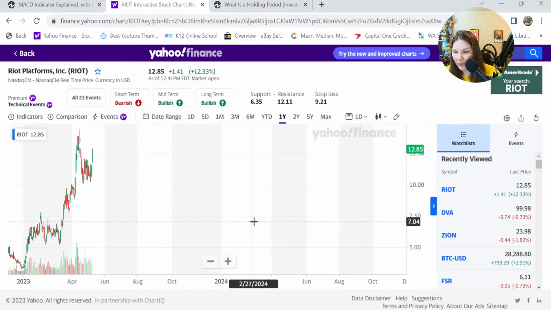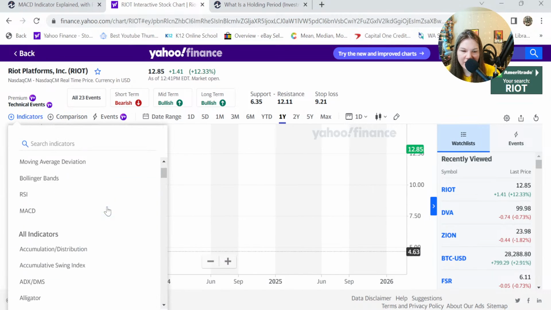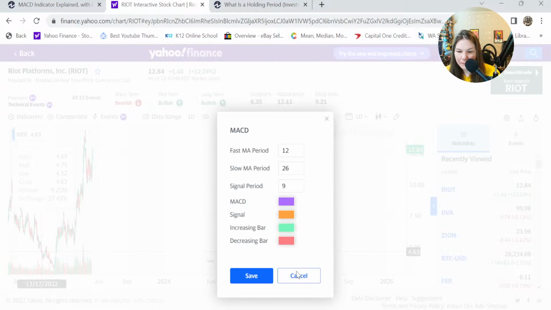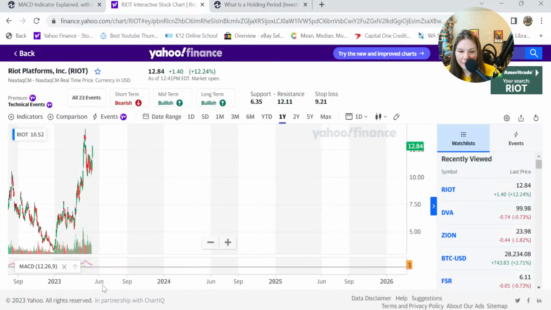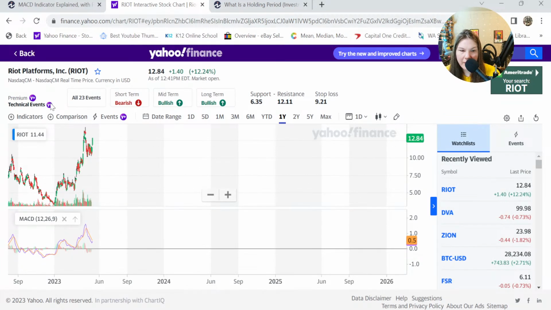Man, I figured all that out. That was a lot. Sometimes it's hard, guys, just figuring out how to use the program. So we could put a MACD. Yeah, put the MACD. There it is down there. Let's move this guy up and give us a MACD.